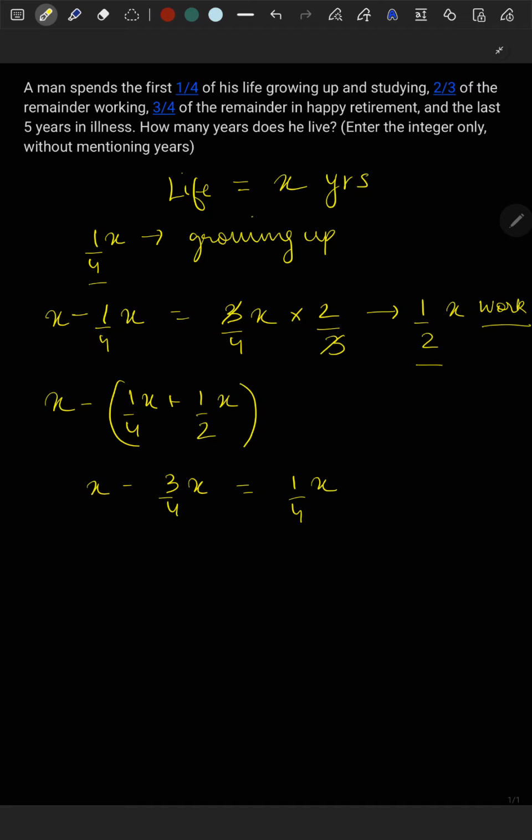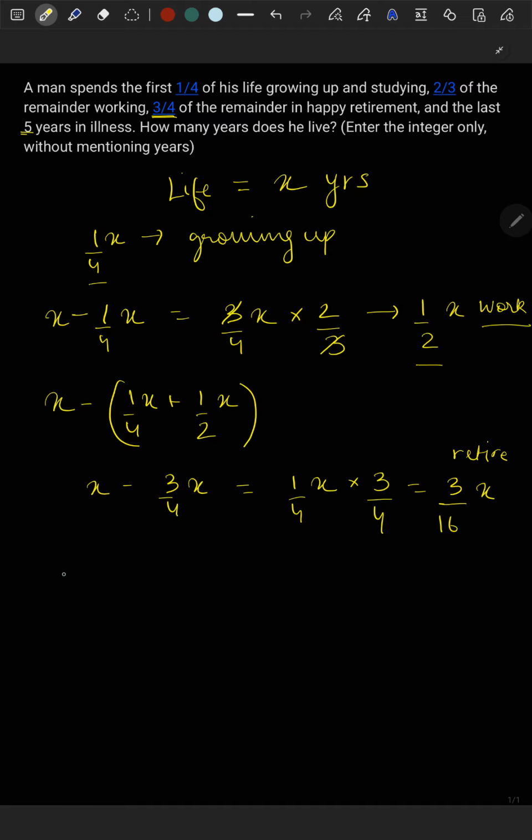And out of that it is 3/4 of the remainder. So we have to calculate 3/4 of 1/4, that is equal to 3/16x. That is his life in retirement. And 5 years you can see is there in illness.